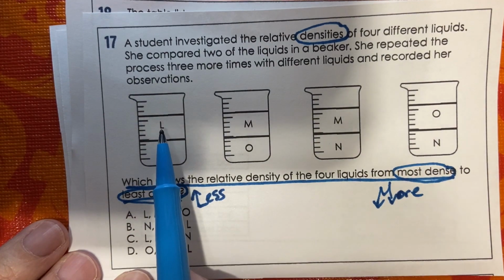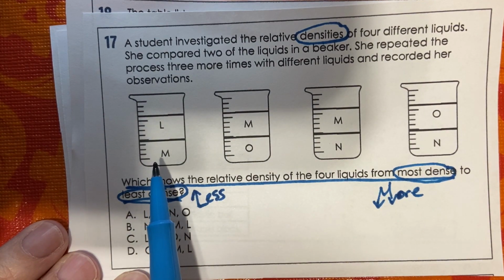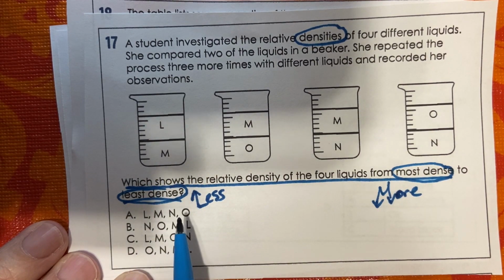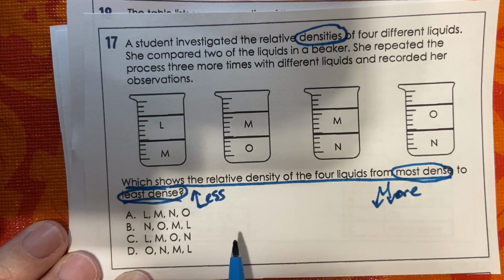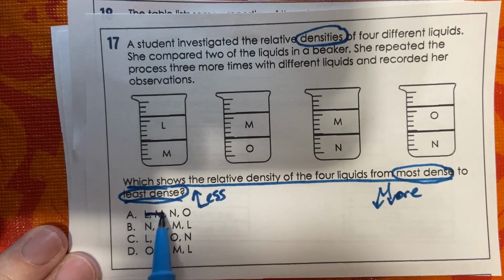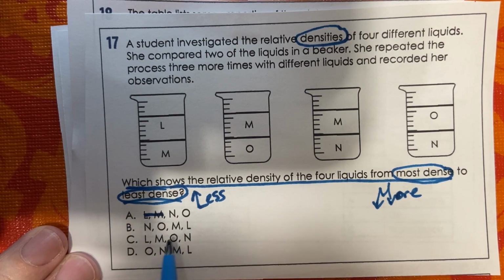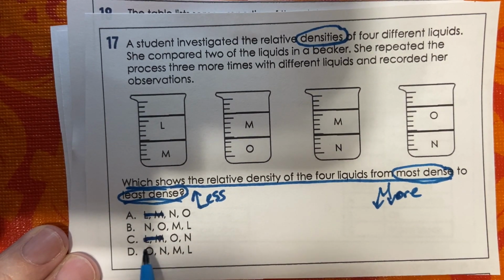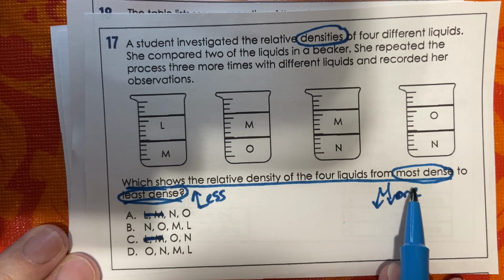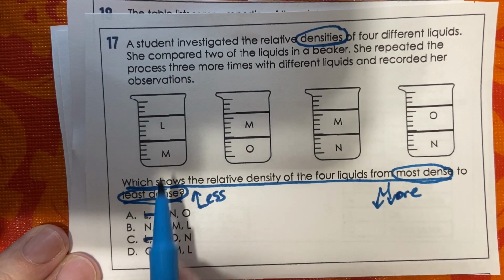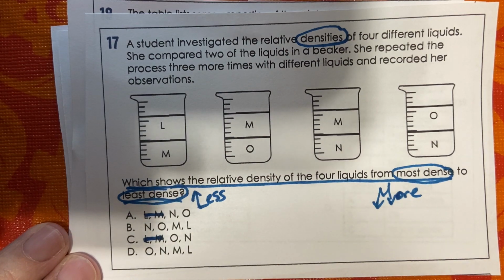So we know that L is less dense than M. So if I'm going most to least, M has to be in front of the L. Okay, there's not an option there. The M has to be in front of the L. So that takes out answer A, right? The M is in front of the L here. That's okay. That takes out answer C, okay, because the L would be first. And I need the M to be first because the more dense one, which is the M, should be first. So I'm down to 2 choices just by looking at that first beaker.